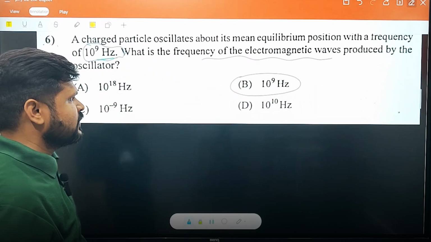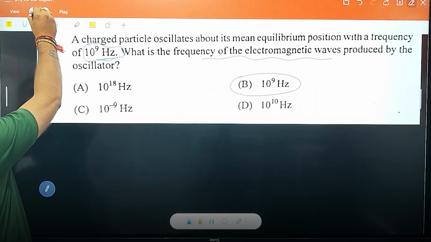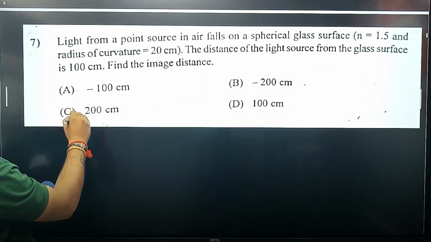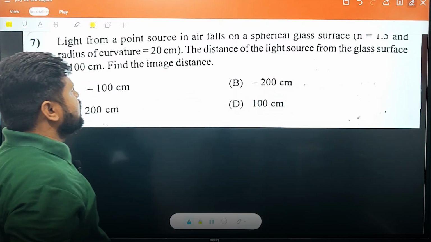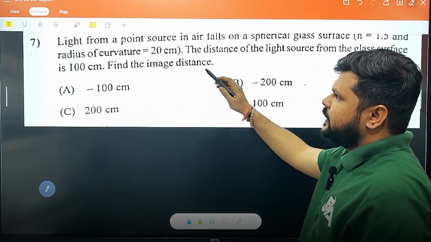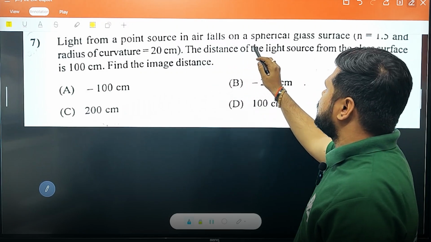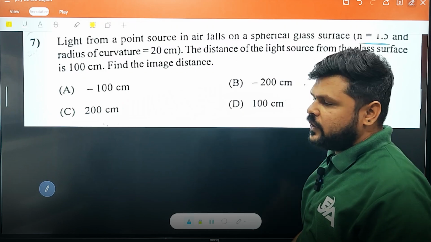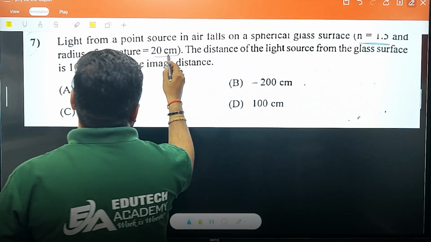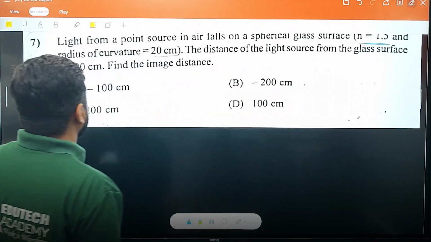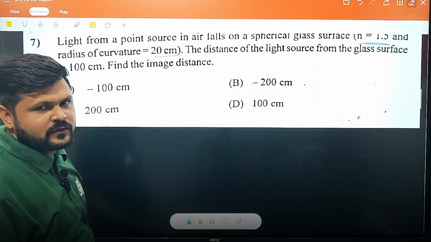Okay, second option. Easy MCQ. Now we are moving to the next MCQ, that is MCQ number 7. This is an MCQ from the 9th chapter. Light from a point source in air falls on a spherical glass surface whose refractive index is 1.5 and whose radius of curvature is 20 cm. The distance of the light source from the glass surface is 100 cm, and find the image distance.